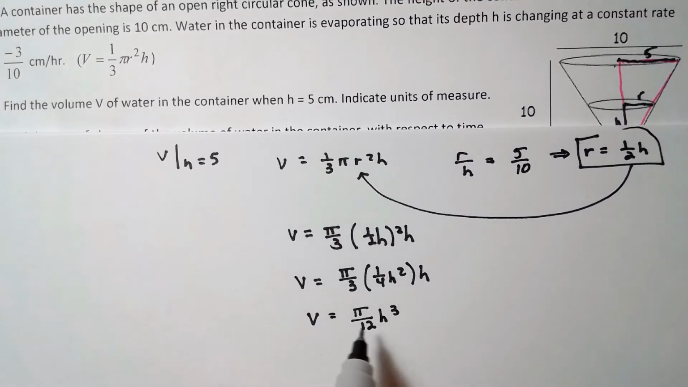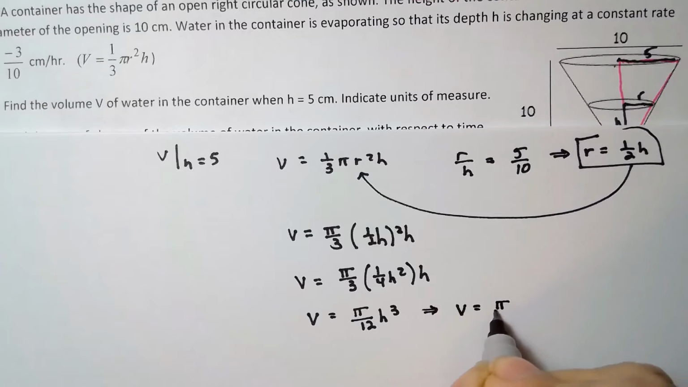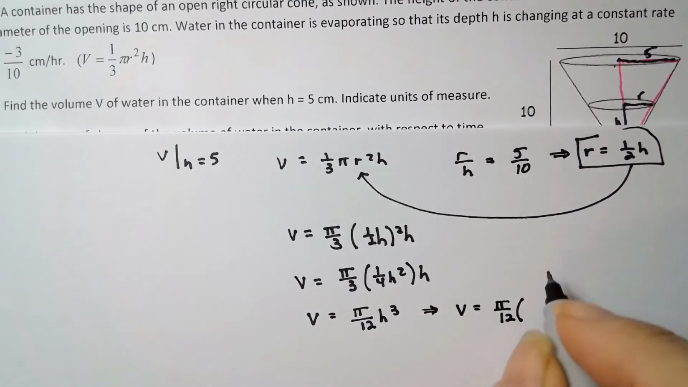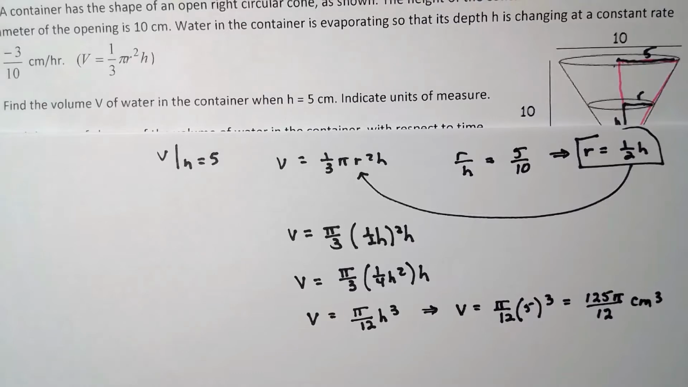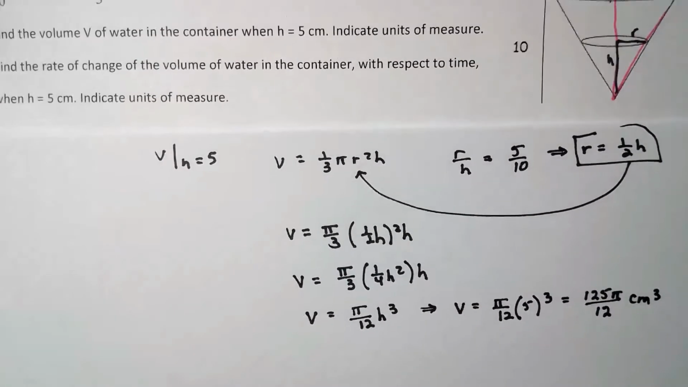Now, I want the volume when H is 5, so that implies that the volume is going to be pi over 12 times 5 cubed, which is 125 pi over 12 cubic centimeters. Okay? We just wanted the volume. No derivative to take there.